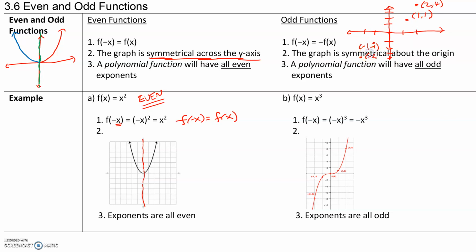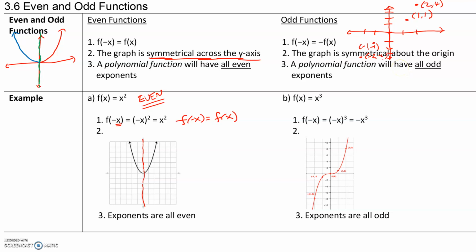I know it's kind of getting in the way, but that's what it means to be symmetric about the origin. That any given point, if you change both of the signs of the x and y, that should give you a point on the other side of the origin. And then a polynomial function that's an odd function will have all odd exponents.